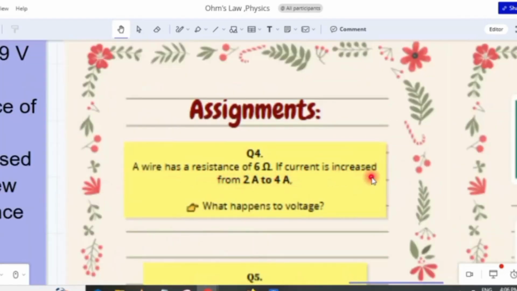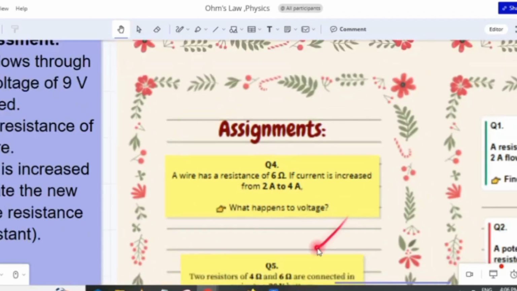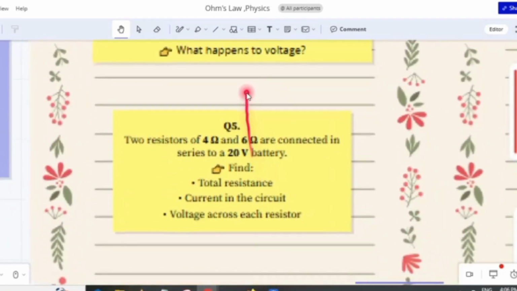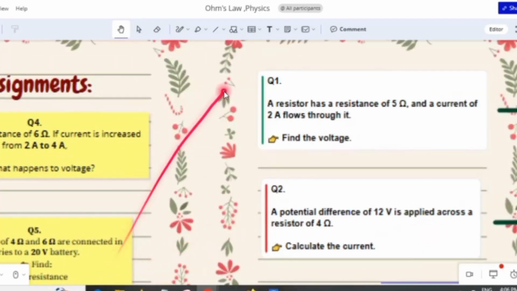A wire has a resistance of 6 ohm. If current is increased from 2 ampere to 4 ampere, what happens to voltage? If two resistors of 4 ohm and 6 ohm are connected in series to a 20 volt battery, find the total resistance, the current in the circuit, and the voltage across each resistor.